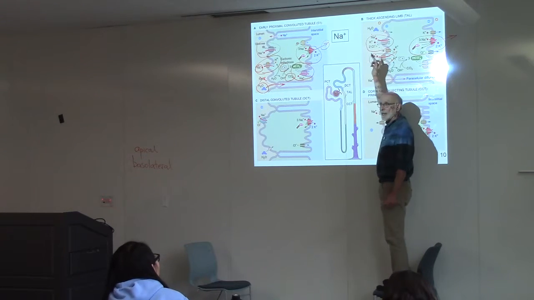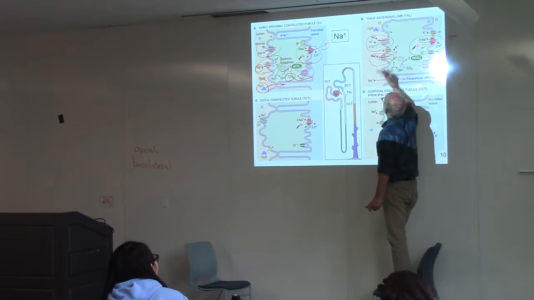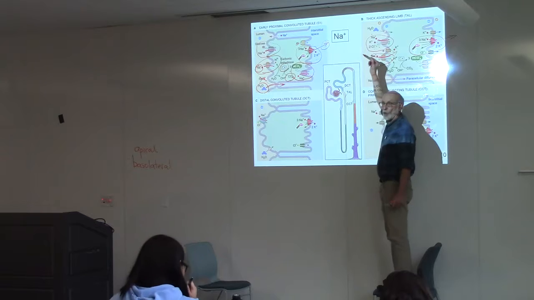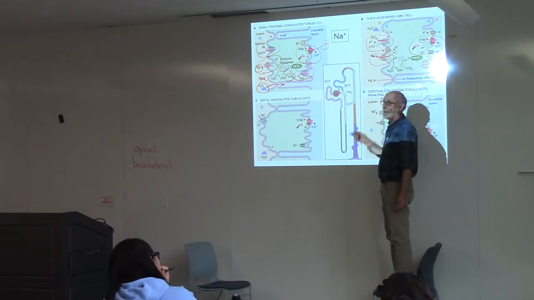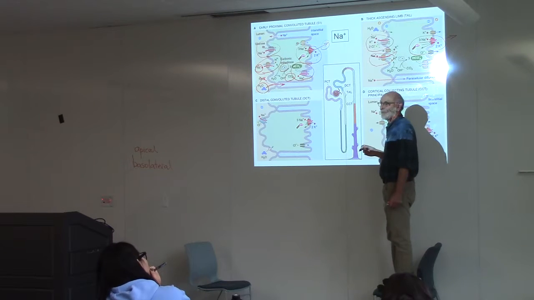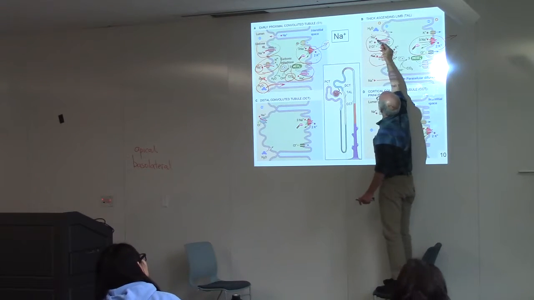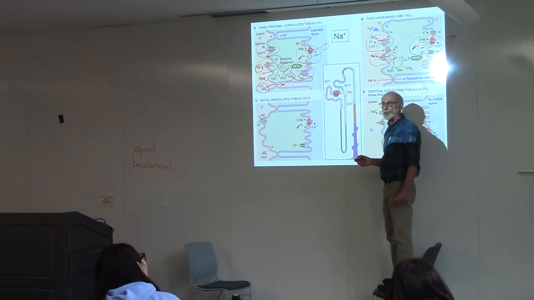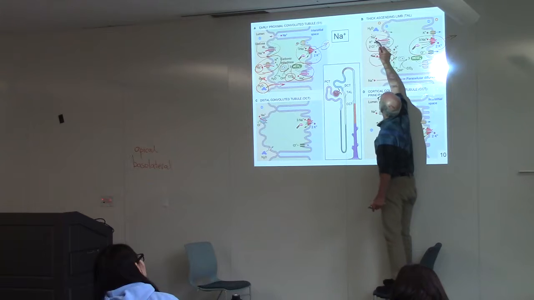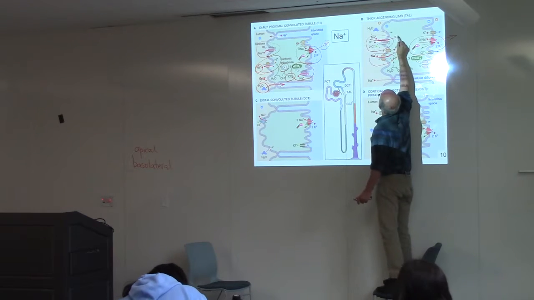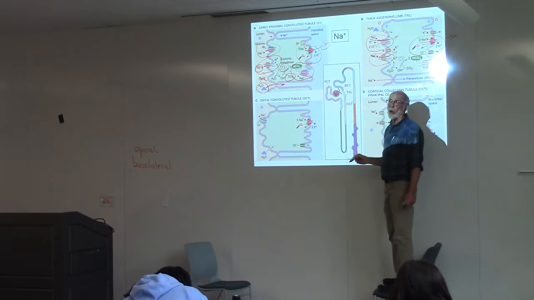This transporter has a name that is actually very helpful. It's called the sodium potassium 2 chloride cotransporter. That is its actual name. So its actual name tells you what it does. It cotransports sodium down its concentration gradient and brings potassium and chloride along for the ride.